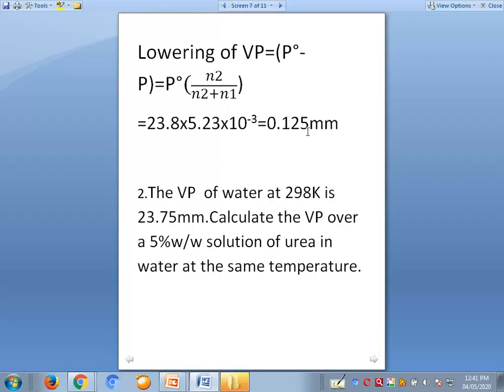So I think this is clear with the first problem. In the first problem, we have calculated both the relative lowering of vapor pressure and the lowering of vapor pressure. Now similarly we'll go for the second problem: the vapor pressure of water at 298 Kelvin is 23.75 mm. Calculate the vapor pressure over a 5% weight by weight solution of urea in water at the same temperature. Now they have not given much, but by using this data we have to calculate the vapor pressure present over the 5% weight by weight solution of urea in water at the same temperature. Now how to solve this one, we will see.